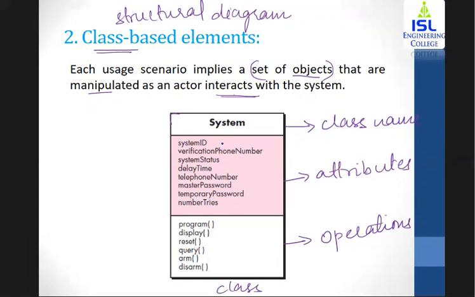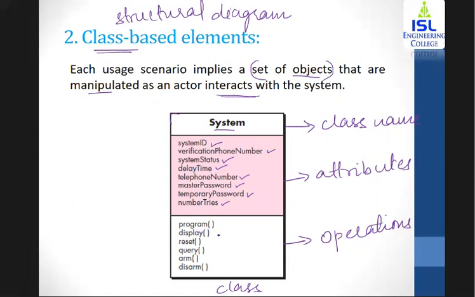Let's see an example for system. Now the system is your class name. For the system, you're going to have a system ID, that each system is going to have a unique identification number. Now you might have a verification phone number that is given with the system. The status of the system. Is there any delay time? Telephone numbers. Is there a master password, temporary password? Number of tries that can be given for a wrong password that has to be entered. So these are the different attributes that are defining the particular system.